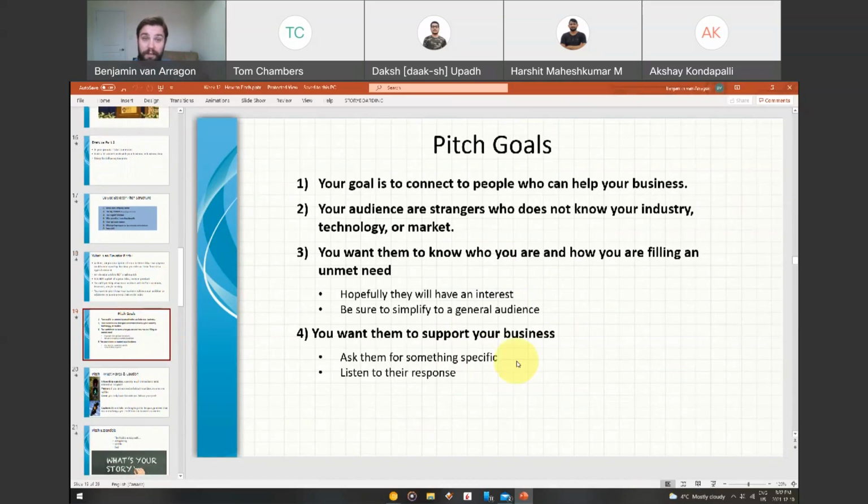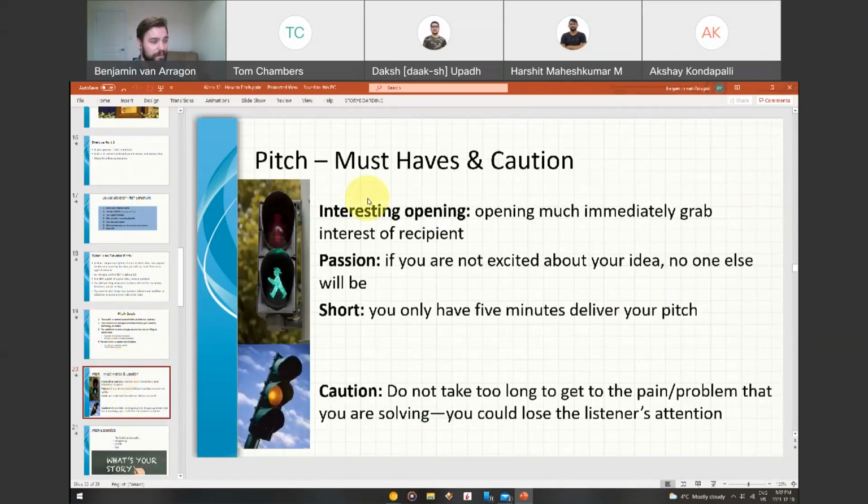Goals, you want to connect people with your business. You want them who don't know your industry to now understand it, them to understand how you're filling that need, them to actually support your business. You want them to invest, right? So must-haves, interesting opening, okay? So that hook, that potato, it must immediately grab the interest of the audience. You need to have passion with what you're talking about, so you could tell she really cared about what she was doing. And obviously keep to your time.